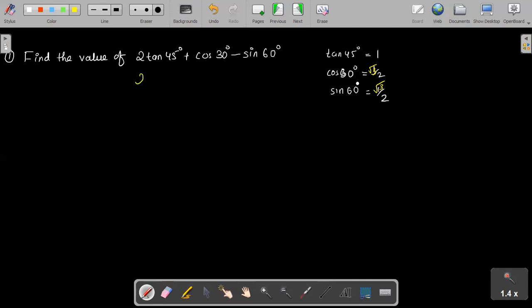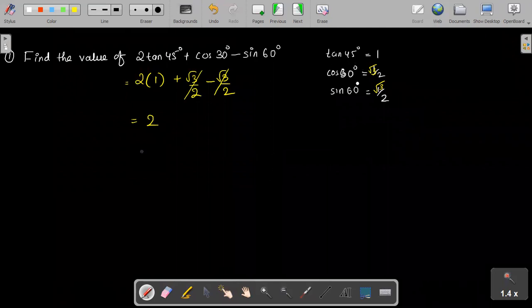So let us substitute here. 2 times tan 45 is 1, plus cos 30. We already know it is, no need to write cos, just substitute the values. Cos 30 is root 3 by 2 and sin 60 is also root 3 by 2. This negative root 3 by 2 plus root 3 by 2 cancels and you get the answer only 2. 2 times 1, 2. Okay.